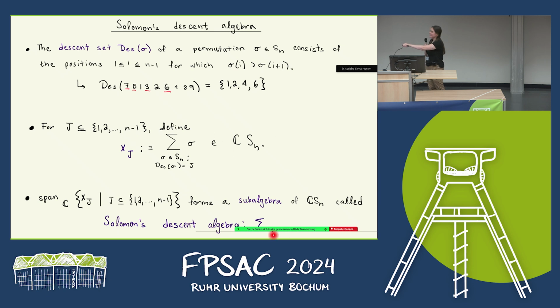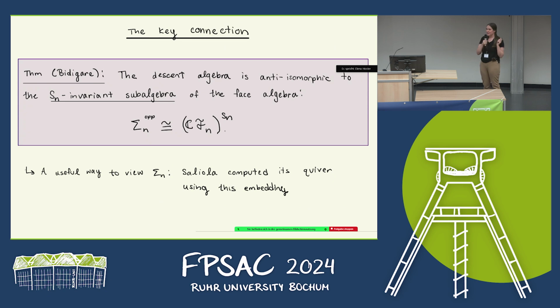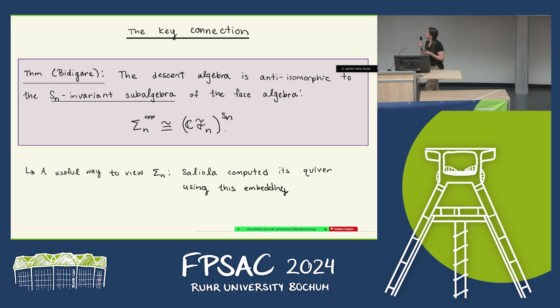There should be an n right there. Okay, so I've mentioned before that this is connected to the face algebra, and now I can tell you why. So this key connection is due to Bidiger, who proved in his PhD thesis that the descent algebra is anti-isomorphic to the invariant subalgebra of the face algebra. So I'm going to denote the invariant subalgebra like this with a superscript Sn, and this just means all the elements of the face algebra that are fixed under the action.